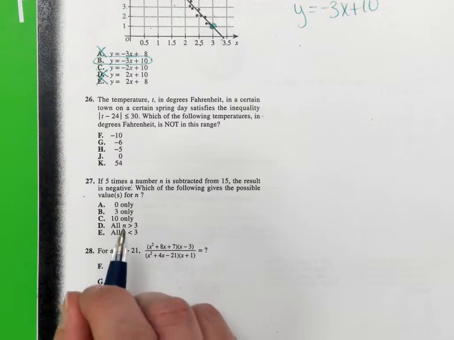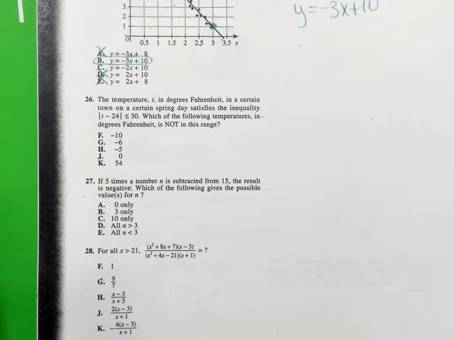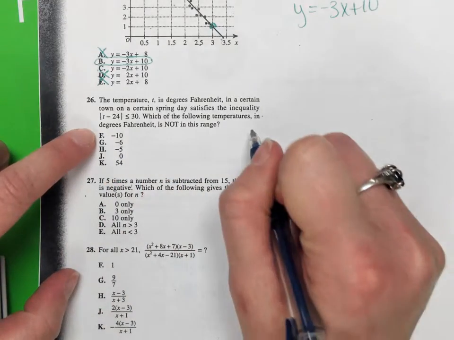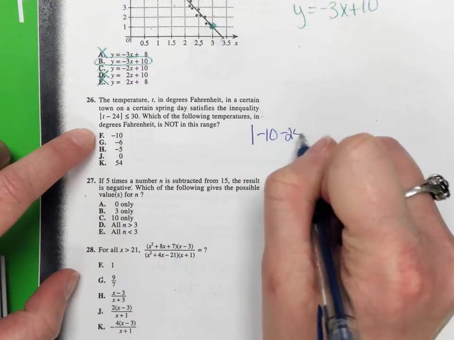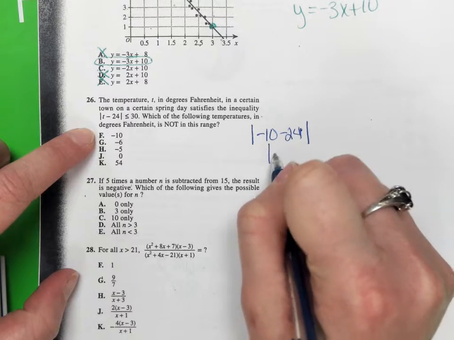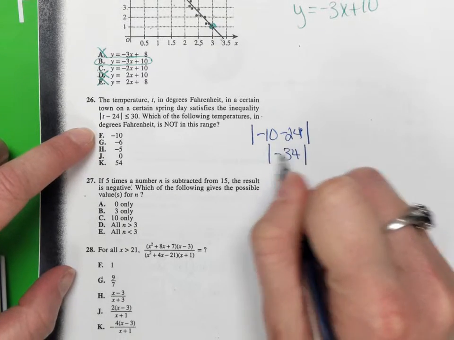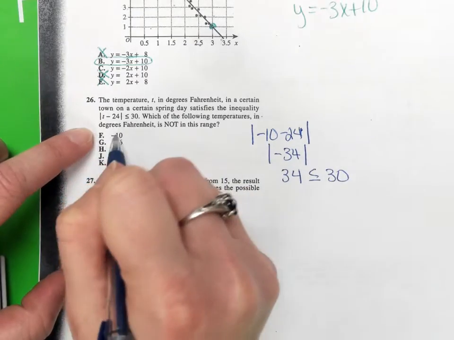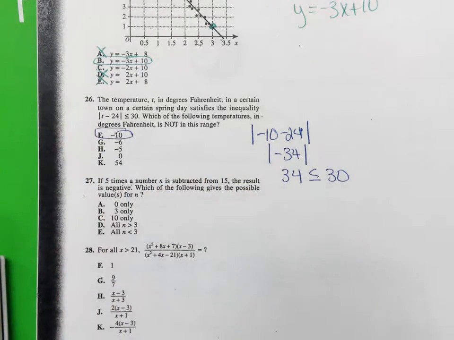So all you have to do is plug in your answers. Let's see. It looks like F's going to be my answer. So negative 10 minus 24, and that is negative 34. And what's the absolute value of negative 34? 34. And that is not less than or equal to 30. So all you had to do is plug in.